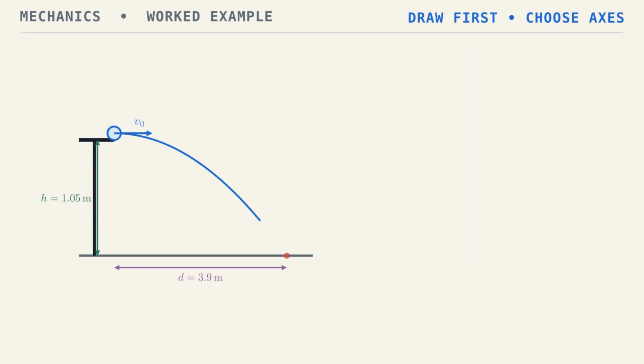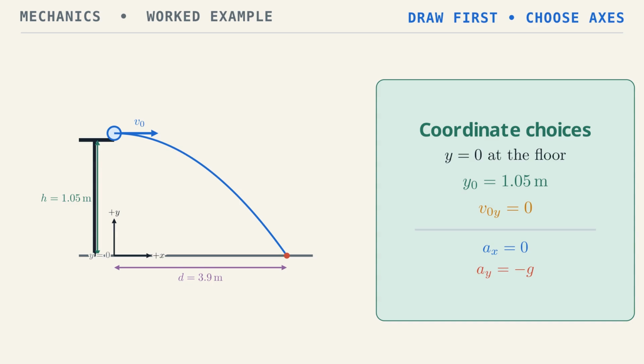Start with a picture. Put y equals 0 at the floor and take upward as positive. The marble begins at y naught equals 1.05 meters. Because it leaves the horizontal tabletop, its initial vertical velocity is 0. Horizontal launch does not mean 0 total speed. Air resistance is neglected, so ax is 0 and ay is negative g. These choices make the signs in the equations visible rather than memorized.